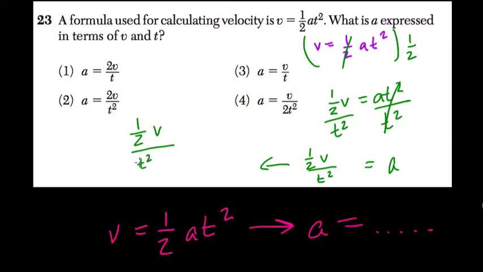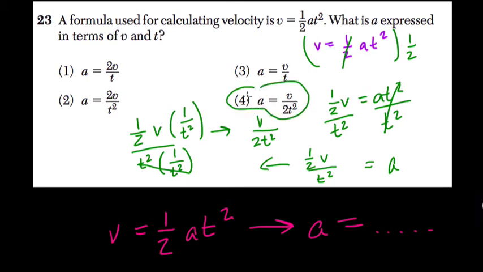I want to get this t squared out of the denominator. So really what I'm going to do is multiply by 1 over t squared, and do that in the numerator as well. And this makes everything a lot nicer because these cancel out. And now I can deal with this. What is 1 over t squared times 1/2 v? Well, v is the only thing in the numerator here. So this is going to end up equaling v over 2 times t squared, right? And all I've done is rewrite this a little differently so that I get choice 4, v over 2t squared.